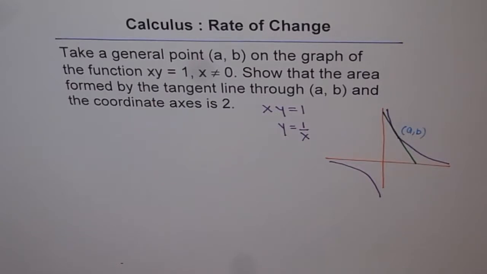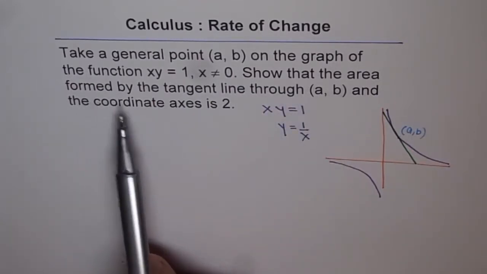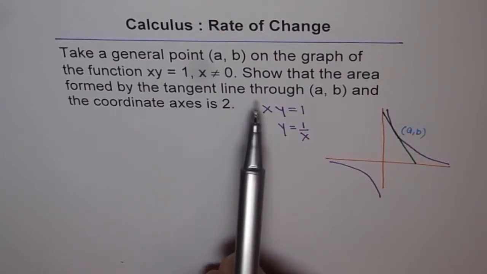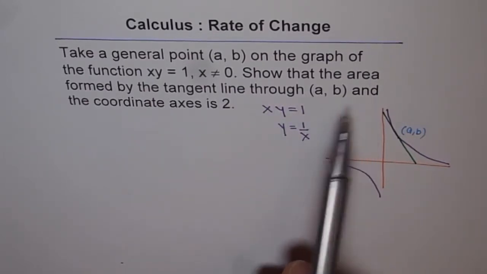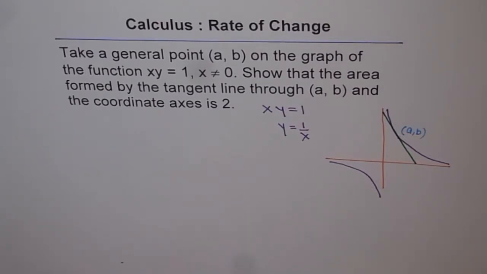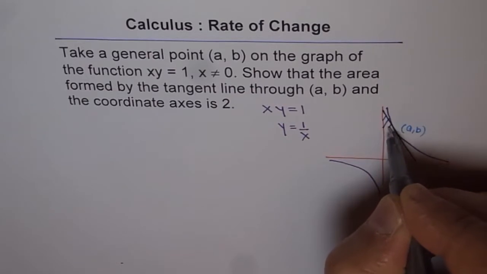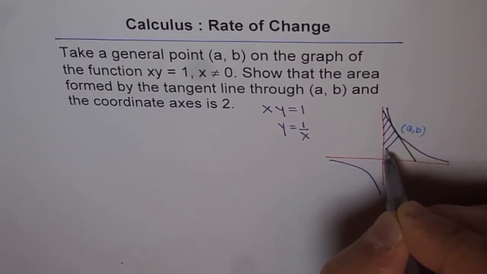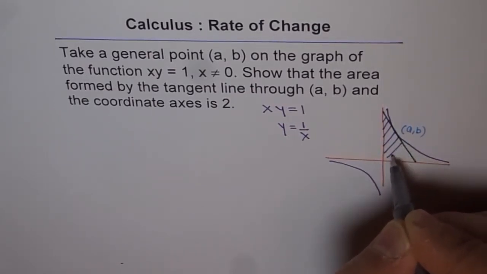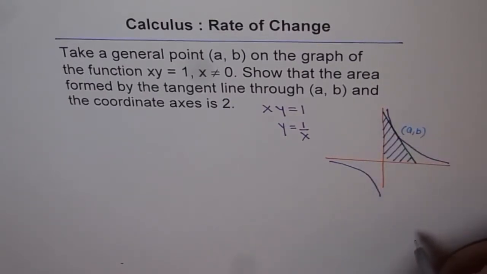Now it says show that the area formed by the tangent line through (a, b) and the coordinate axes is 2. So how much is the area formed here? The area formed here is this, correct? That is the area formed by the tangent line and the coordinate axes. Okay, so this is the area we're talking about.